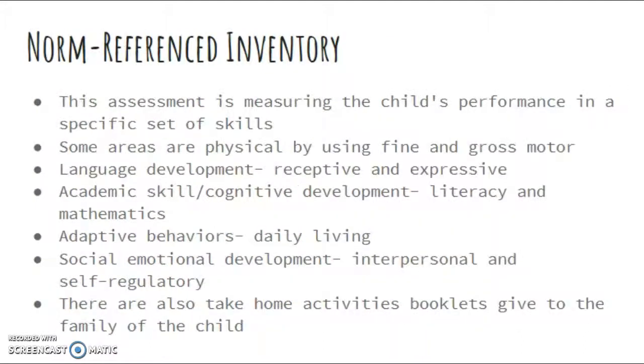For the physical assessment, children get to use their fine and gross motors. For language development, they get to use receptive and expressive language, and academic skills and cognitive development is usually literacy and mathematics. Adaptive behaviors is usually daily living, like names, addresses, and phone numbers. Social-emotional development is interpersonal and self-regulated. There are also resources for the families of the children where they can take home activity booklets and practice with their children to improve their developmental skills.